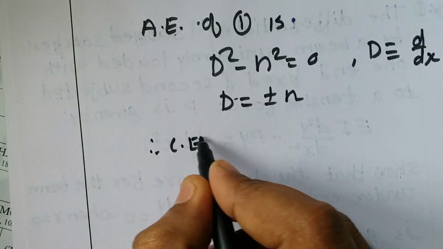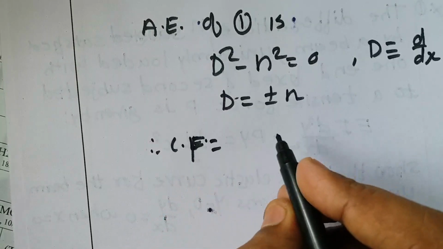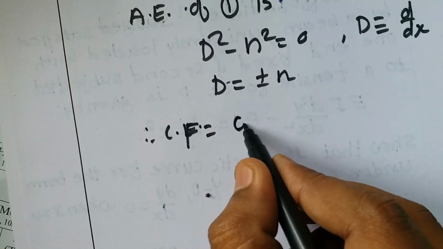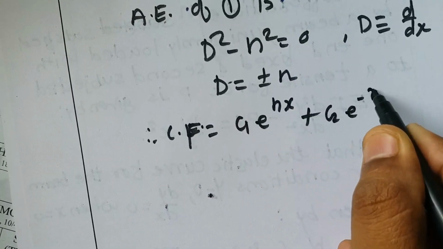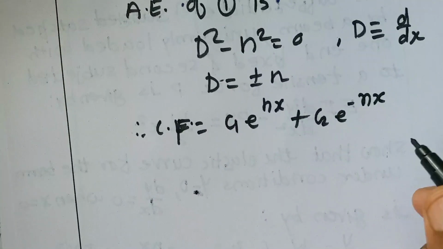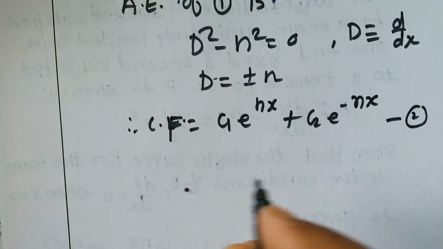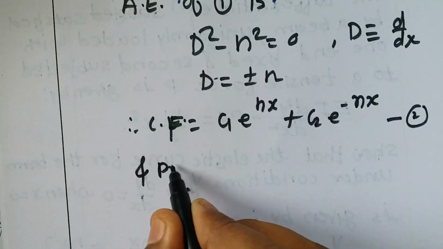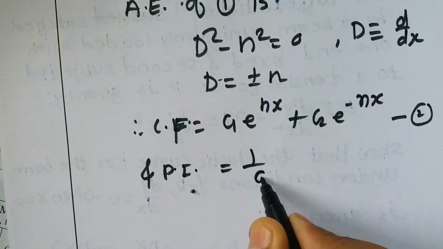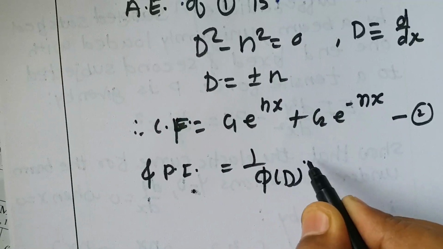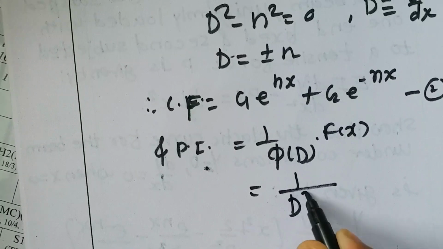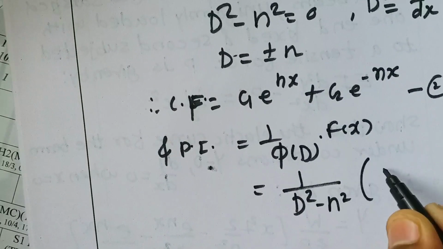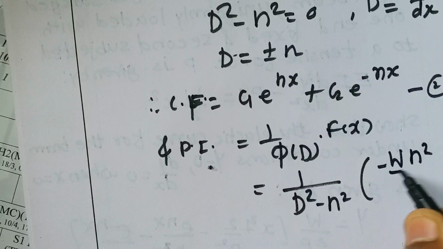Therefore the complementary function of this differential equation will be c1 e to the power nx plus c2 e to the power minus nx. Give this equation number 2. And PI, the particular integral of the differential equation, is 1 upon phi of D into f of x. 1 upon phi of D is 1 upon D square minus n square, and f of x is minus w n square by 2p into x square.